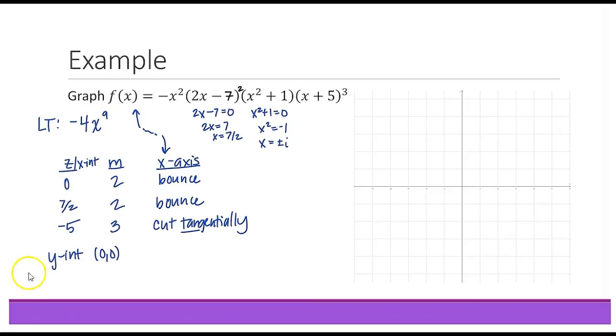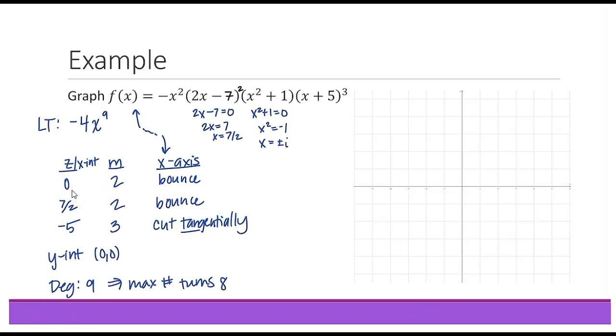And let's also just talk about the maximum number of turns. Since the degree of this polynomial is 9, that means the maximum number of turns is 1 less than that. So the most it can turn is 8 times. Alright, let's go ahead and graph all this.